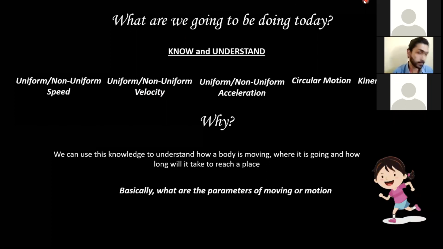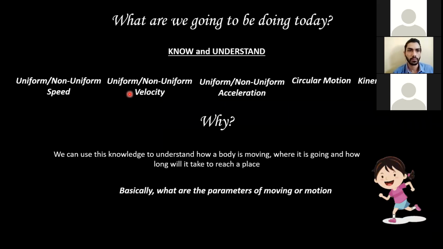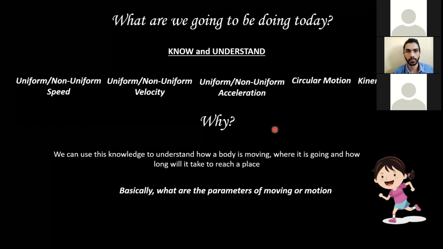First is uniform or non-uniform speed. Second, uniform or non-uniform velocity. Third is uniform or non-uniform acceleration. Fourth is circular motion, and fifth is kinematic equations. Thank you so much.